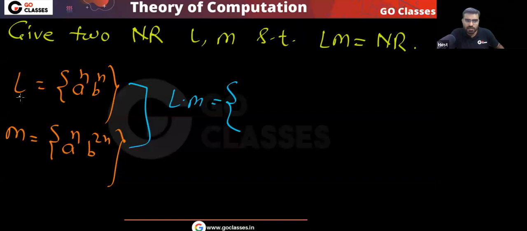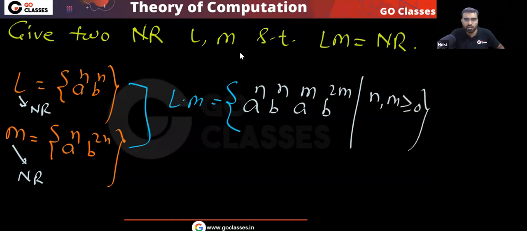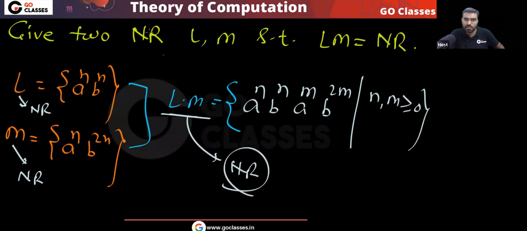Notice this L is also not regular and this M is also not regular. What will be L dot M? That will be a power n, b power n, a power m, b power 2m, correct? And this you can easily notice is also not regular. So this is the idea.